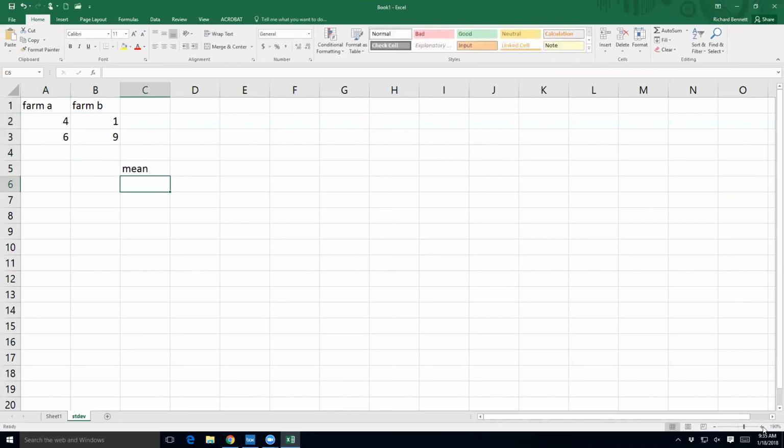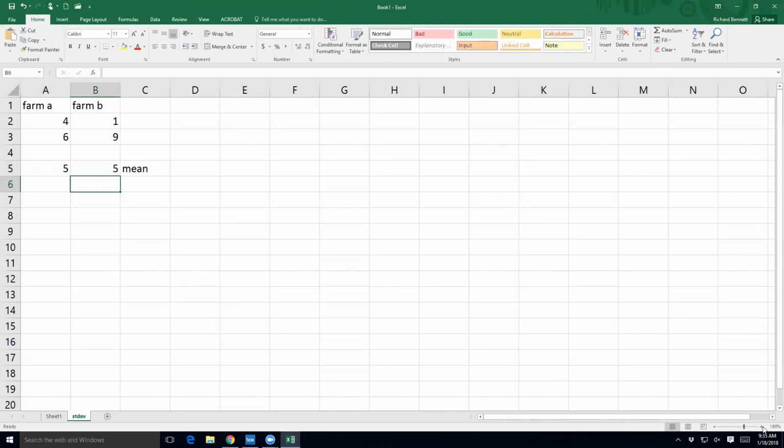So we can figure out the average, which is really the mean, because we don't like the word average. So the mean of farm A, I think you can figure that out in your head pretty quickly. 4 plus 6 is 10. 10 divided by 2 is 5. And 9 plus 1 is 10. 10 divided by 2 is also 5.